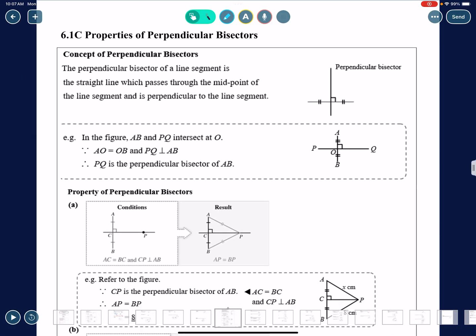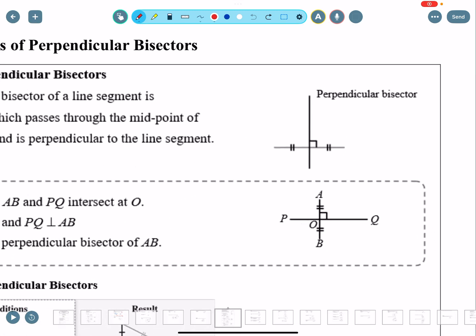Hello guys, this is a video on perpendicular bisector. In the last video I talked about angle bisector, so you have a little bit of concept of the meaning of bisector. Again, just to repeat, bisector means cutting something into two equal halves. The last video was about the angle, where you cut an angle into two equal angles, but now it's called perpendicular bisector.